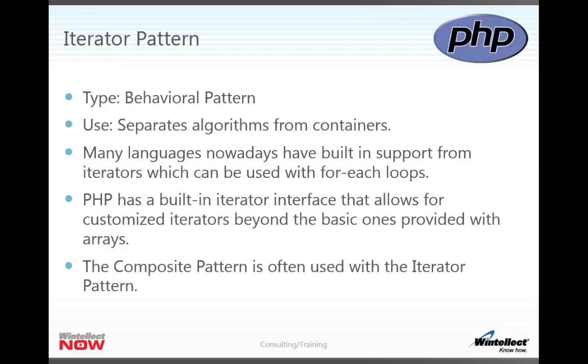So PHP actually has a special interface that you can build iterators from, and you can build customized iterators that go beyond the basic ones provided for arrays inside of PHP. I'm actually going to use this because I'm going to build a composite pattern, and then I'm going to build a customized iterator so that PHP can loop over that composite pattern using a foreach loop inside of the PHP language. And as I mentioned already, composite patterns are used heavily with iterator patterns.